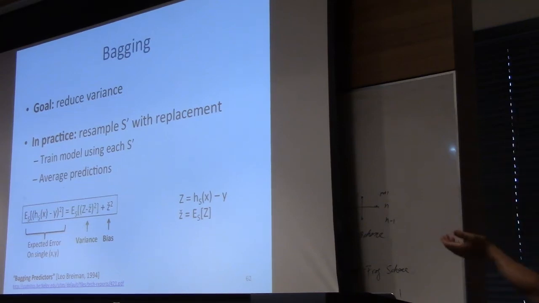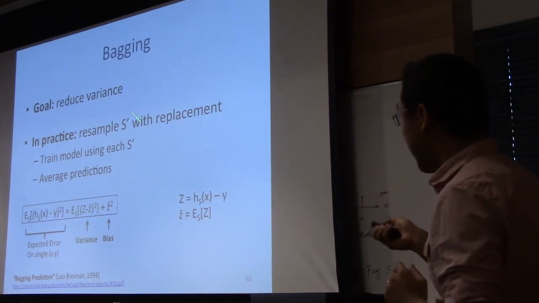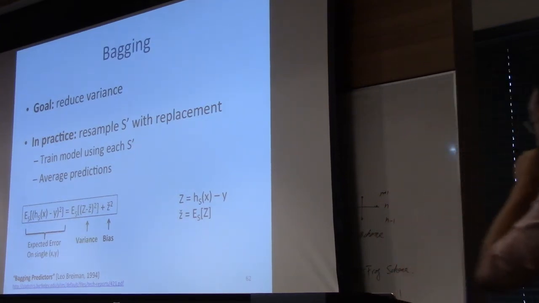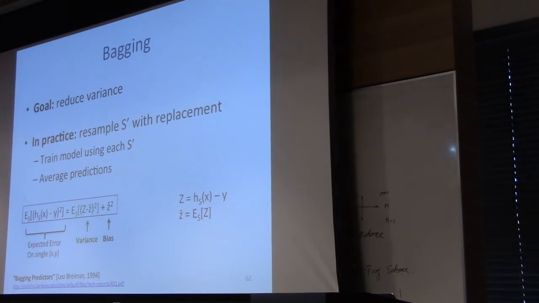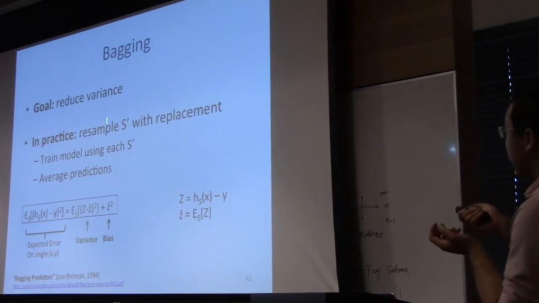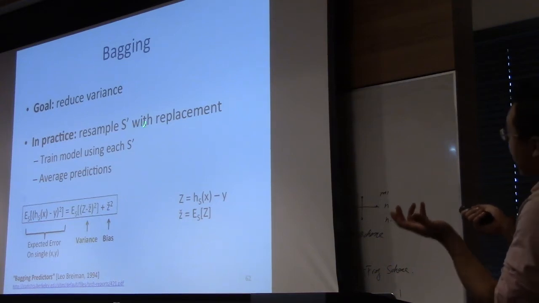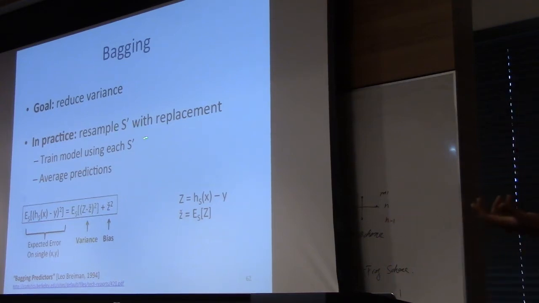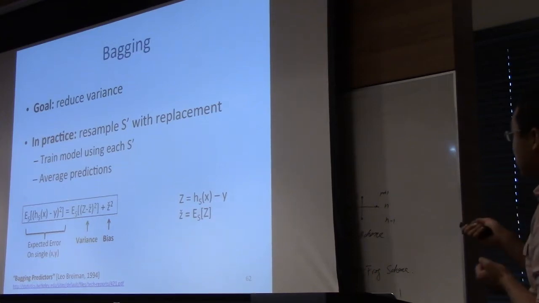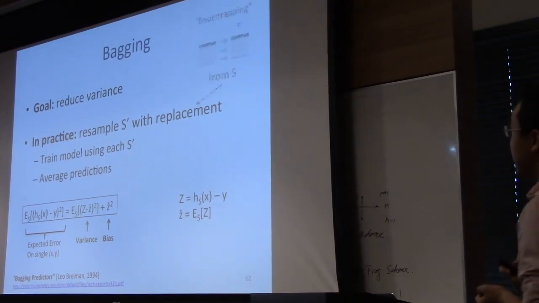Right. In practice, based on this insight, what bagging does is you have a single training set, and we simply resample it. We have a single training set S. We create a bootstrap. That's what bagging stands for. A bootstrap of S called S prime by sampling from S with replacement, right? And then we train a model on this bootstrap S prime, and then we average their predictions, right?